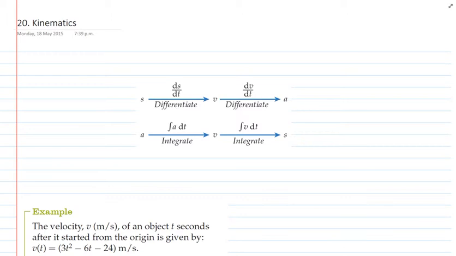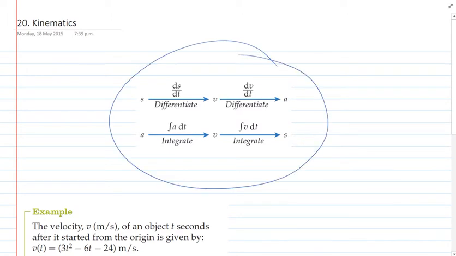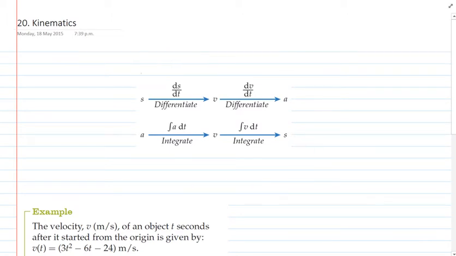Okay, so here I've just got a summary of how we get from distance to velocity to acceleration, or going the other way from acceleration to velocity to distance. If we're going from acceleration to velocity, we integrate. From velocity to distance, we integrate. But going the other way, we differentiate. And that's really what you guys are interested in at this stage.